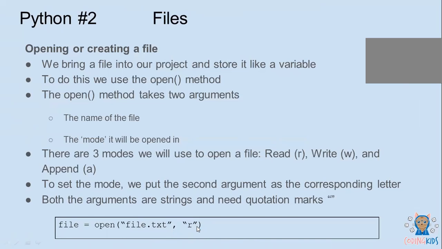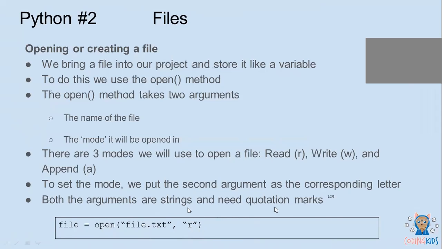Okay, so the main method that we use, what's the method that we use? The method is open. And the arguments, or the parameters, are the name of the file and what mode it will be opened in. What's the mode here? What mode are we going to open?